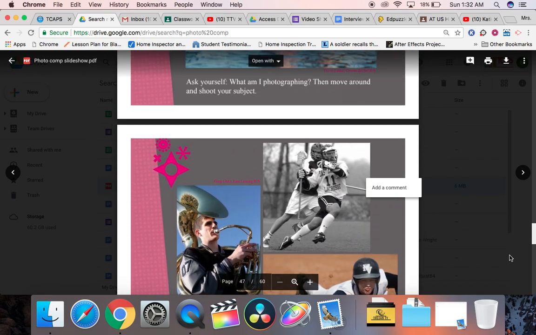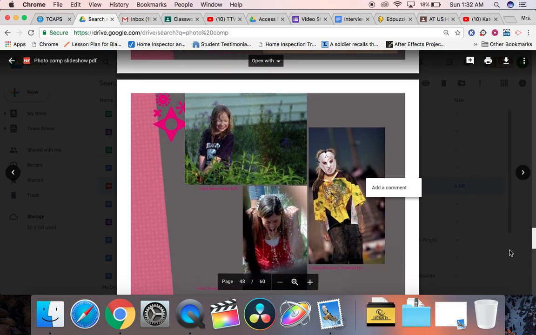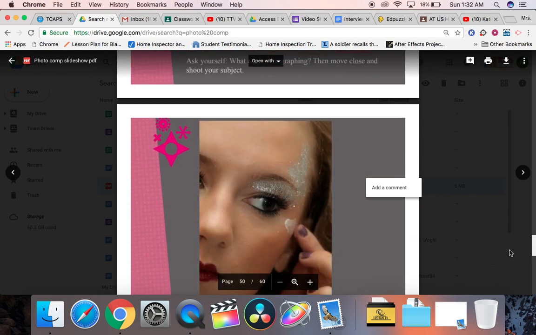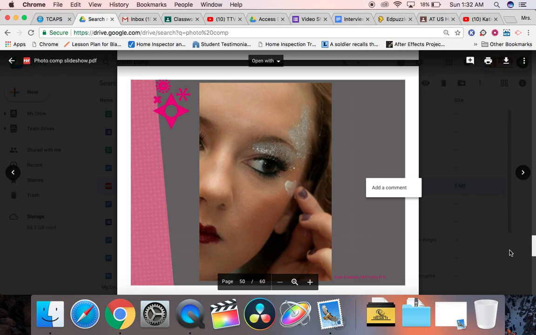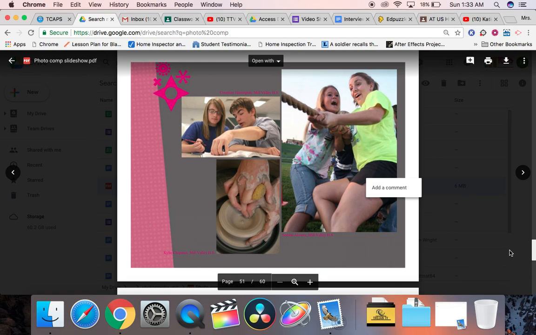Other very simple shots. Getting closer always looks nice. Really important. Look how much cooler that is with that close-up shot. Same thing, getting closer.